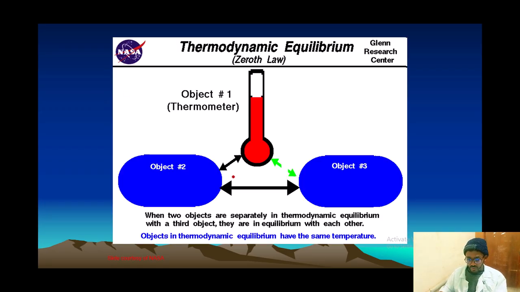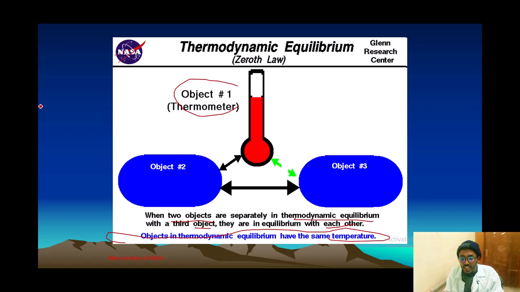If two objects are separately in thermal equilibrium with a third object, a thermometer, they are in equilibrium with each other. So objects in thermodynamic equilibrium have the same temperature. This indicates the concept of thermodynamic equilibrium, the Zeroth Law.